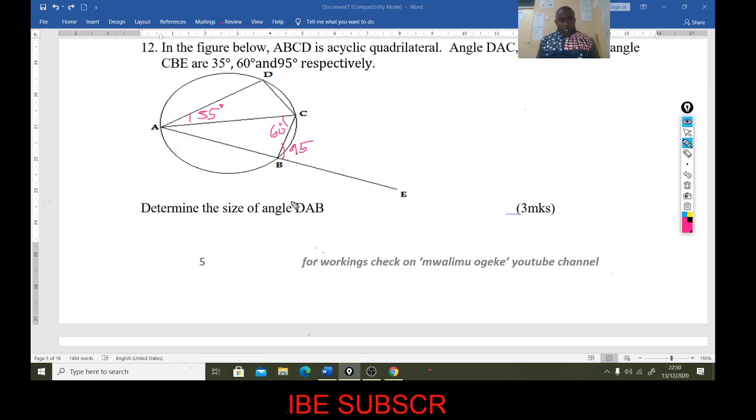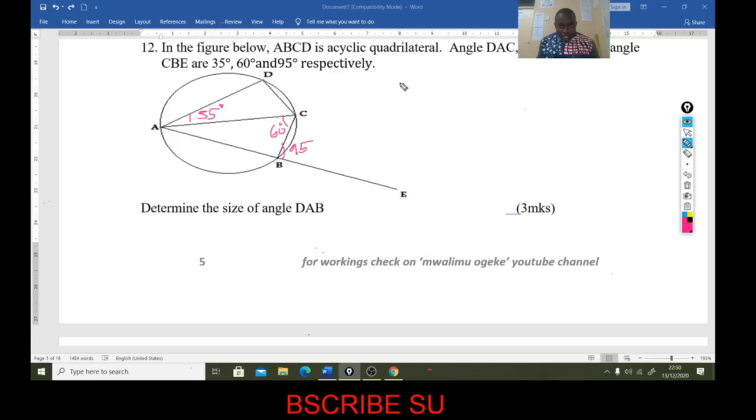We are asked to determine the size of angle DAB, this whole angle here. So what you do in this case, you first of all need to find this angle here. If I find this angle here, I can easily find the other angle, so I add the two. Remember, angles on a straight line add up to 180.